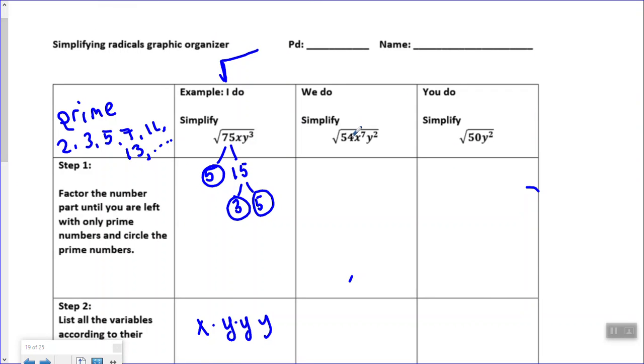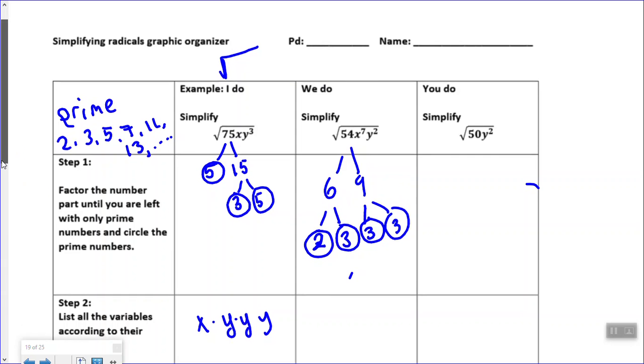So second example, simplify the square root of 54x to the 7th power, y to the 2nd power. So you're gonna factor 54. We can factor it as 6 times 9. And then 6 is 2 times 3. 9 is 3 times 3. So we have 2 times 3 times 3 times 3.